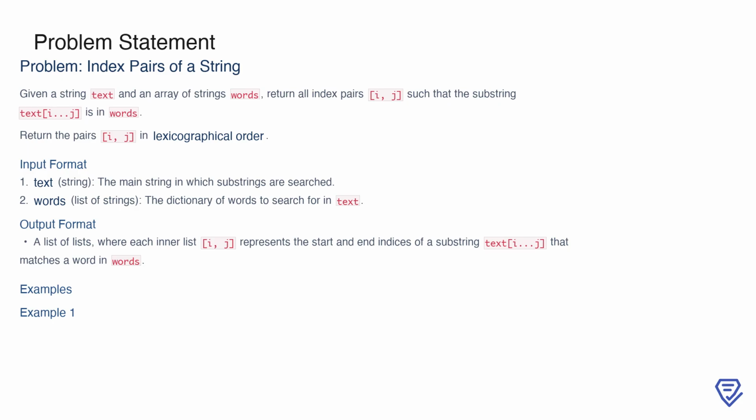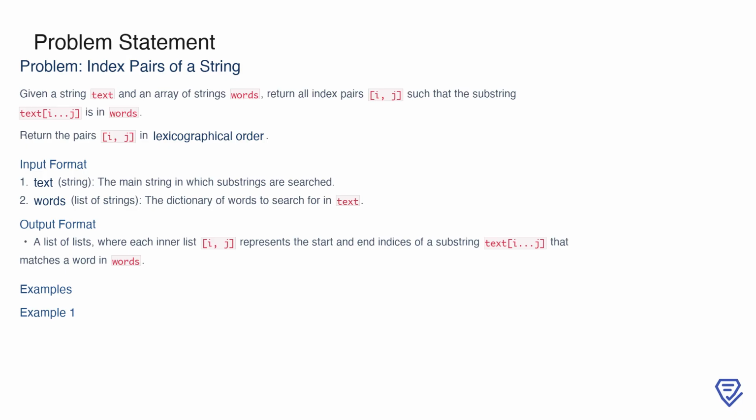You are provided with a string called text and a list of words called words. The task is to identify all substrings in text that match any word in words. For each match, you need to return the starting and ending indices of the substring as a pair, I, J. These pairs must be sorted in lexicographical order, meaning they are ordered first by the starting index, and if two pairs share the same start, by the ending index. The input consists of the string text and the list words, while the output is a list of index pairs.